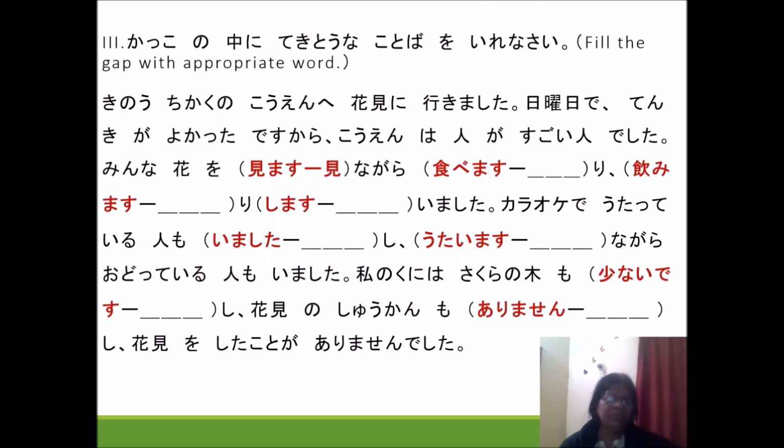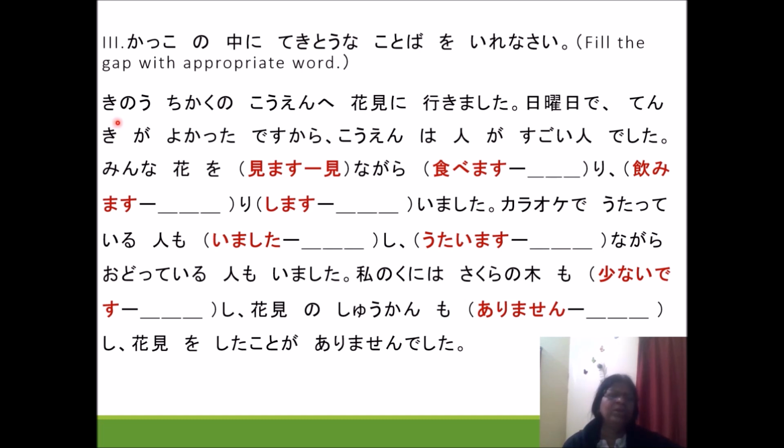This is a paragraph. While you read the paragraphs, you fill the form of the verb. Once more exercise. Kako no naka ni tekito na kotoba o irenasai. Fill the gap with appropriate word. This is a paragraph. This is not a particular question. So you read the paragraphs as per it and fill up the form of the word. Which form will go? Because there are some different types of grammar patterns you find in a sentence. So accordingly you do it.